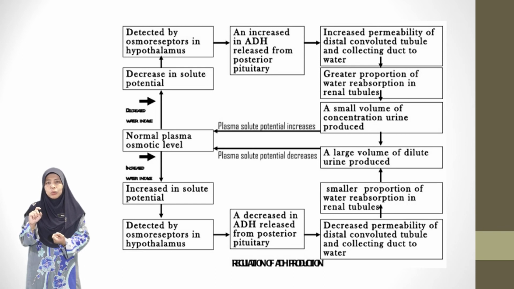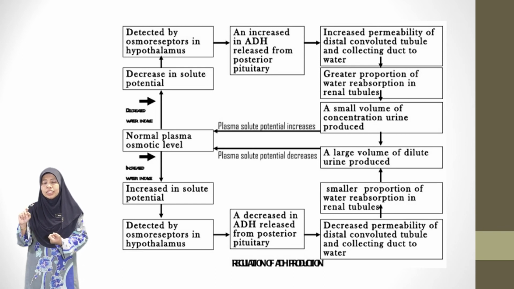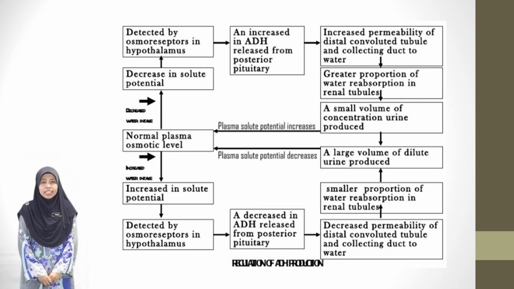More ADH will be transported to the kidney, to the distal convoluted tubule and collecting duct. ADH will increase the permeability of the distal convoluted tubule and collecting duct towards water. So more water will be reabsorbed into the blood capillary, and the blood osmotic pressure will decrease. But the urine will be more concentrated.